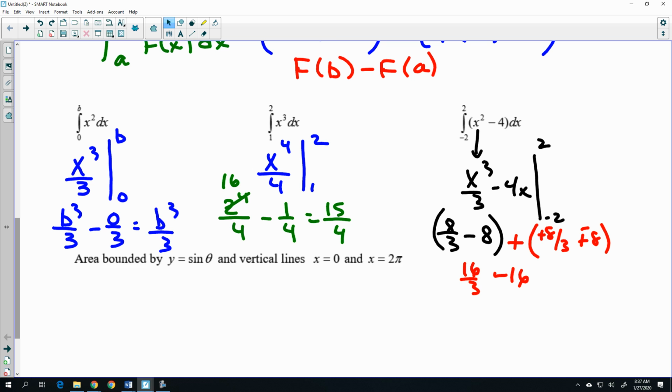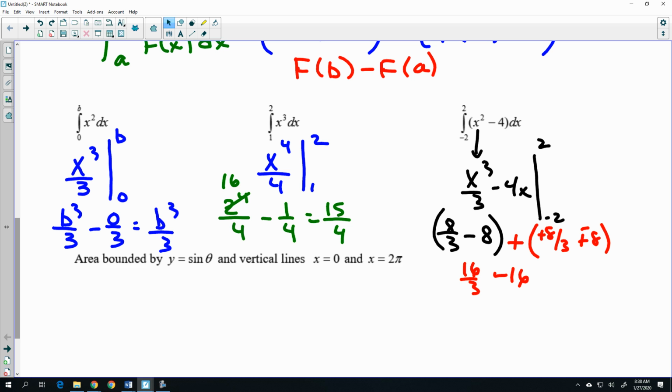Did I make a mistake? Are you all right? Okay, so notice I subtracted. So what do you notice about that area? 16/3 minus 16. If this was area, what would that say about this? It has a negative area.